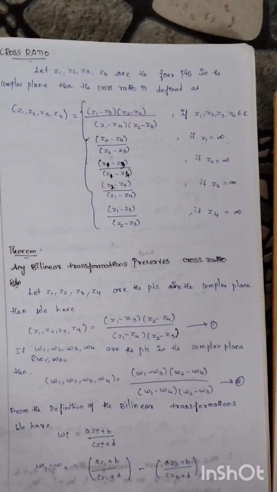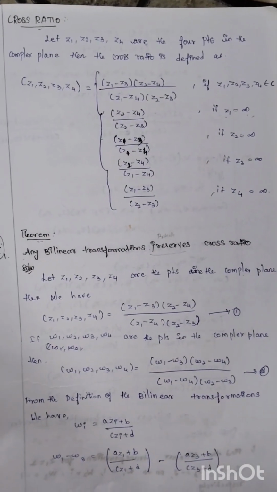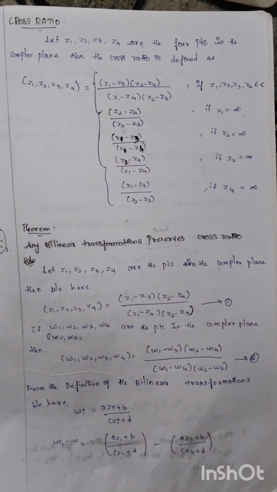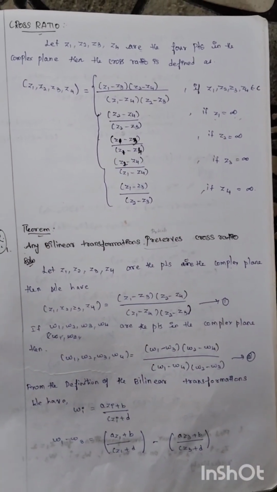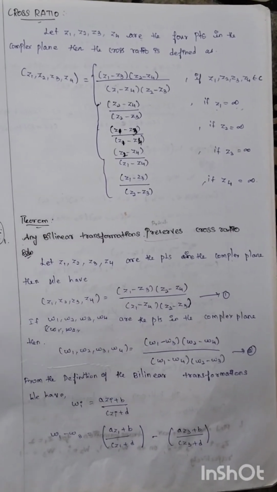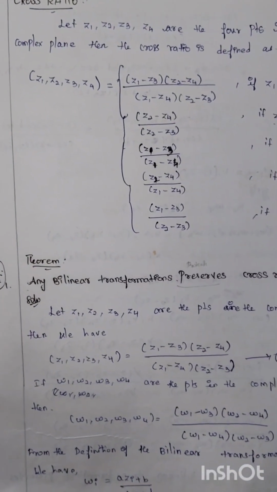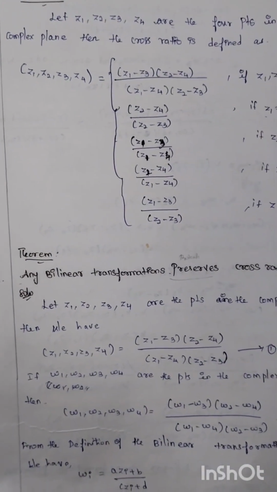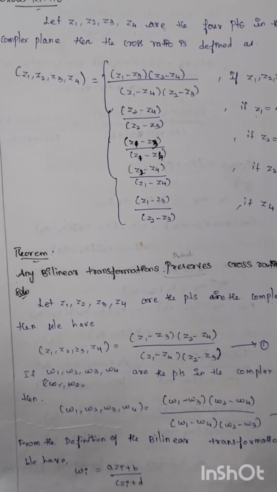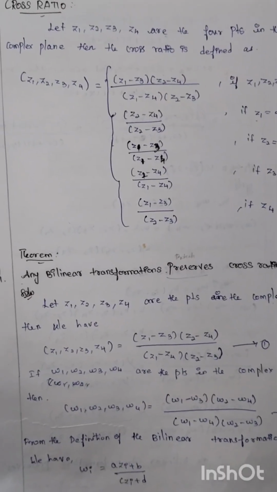And the cross ratio can be defined as follows. Let z1, z2, z3, z4 be 4 points in the complex plane. Then the cross ratio (z1, z2, z3, z4) is equal to (z1 minus z3) into (z2 minus z4) divided by (z1 minus z4) into (z2 minus z3).